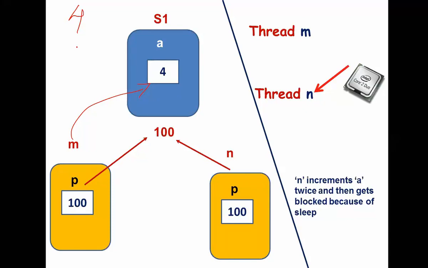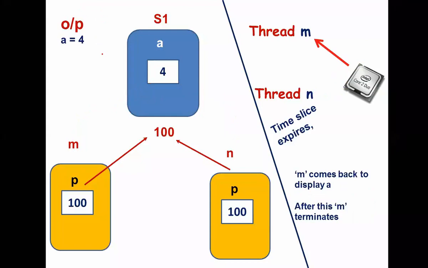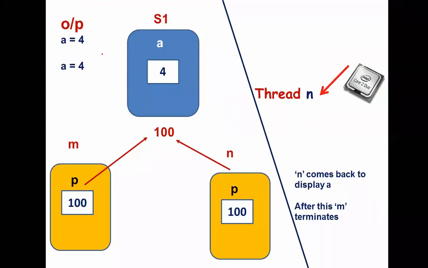So M will come, display the value of A as 4, go back, and M has completed its work. Then N comes in and will also display the value of 4. So my program will generate the output as 4 and 4 rather than 2 and 4. My answer should have been 2 for M and 4 for N, but my answer is 4 and 4.